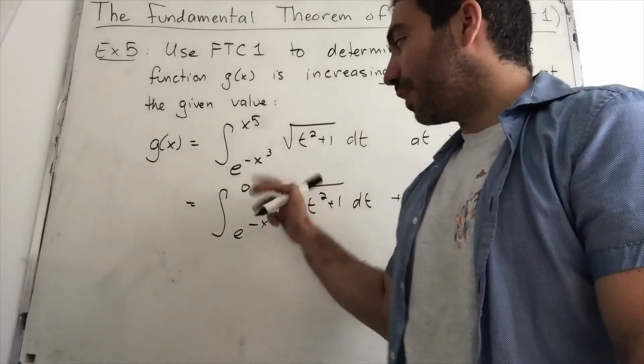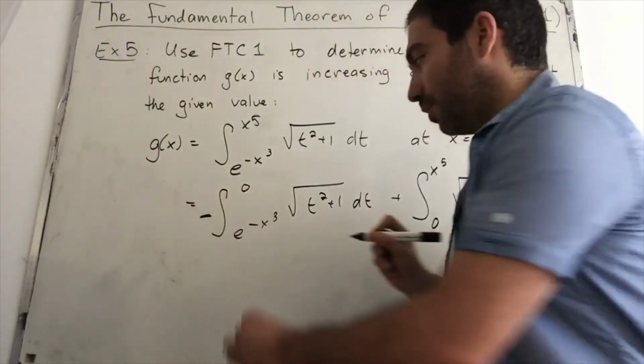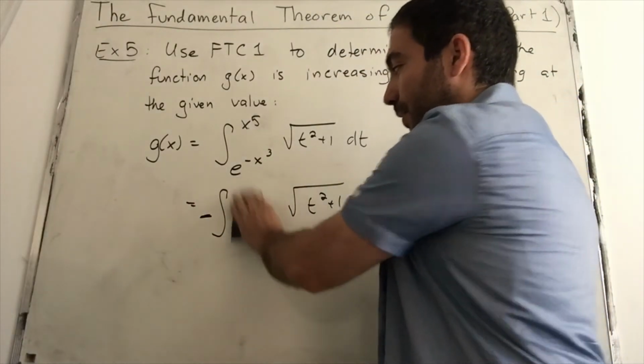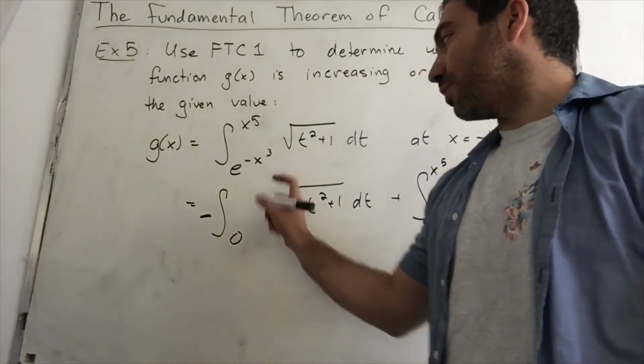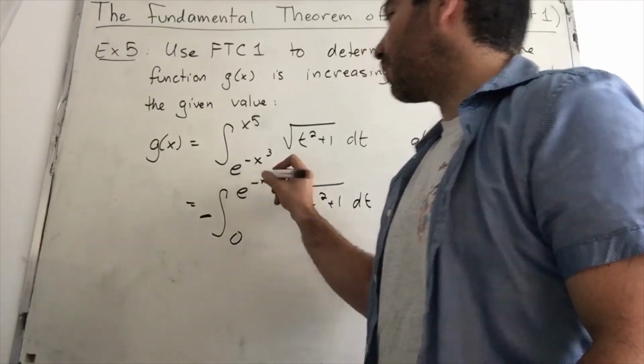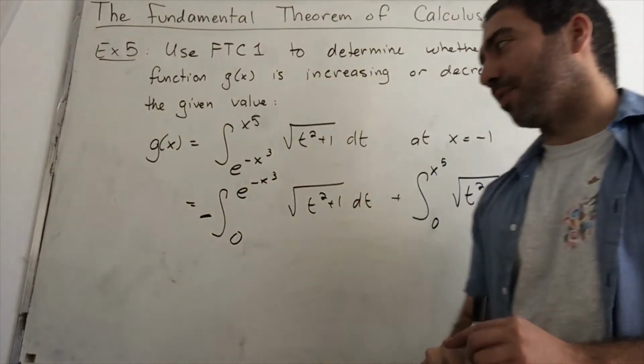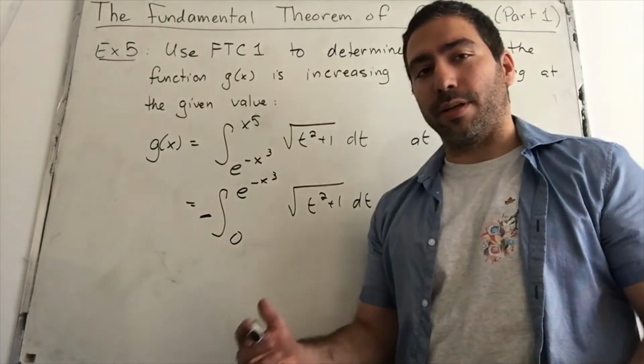So in order to flip it, we put a negative in front and then switch the bounds. This goes to 0. This is e to the negative x cubed. Okay, now we're ready to apply FTC part 1. Had we done that too soon, that would have been incorrect.